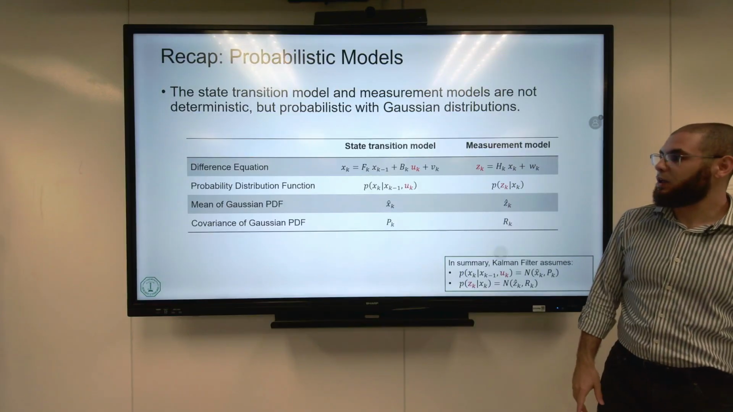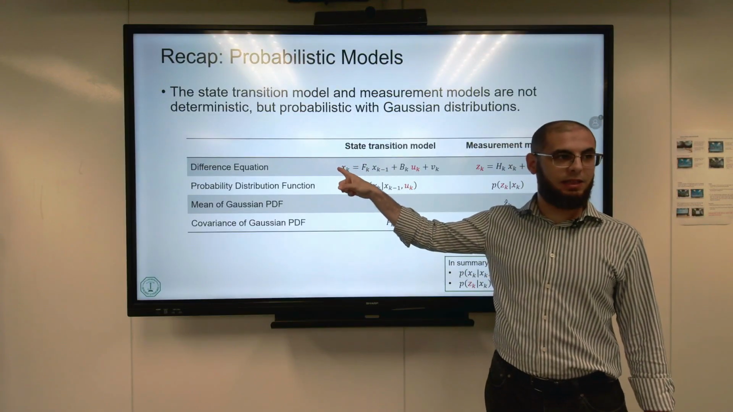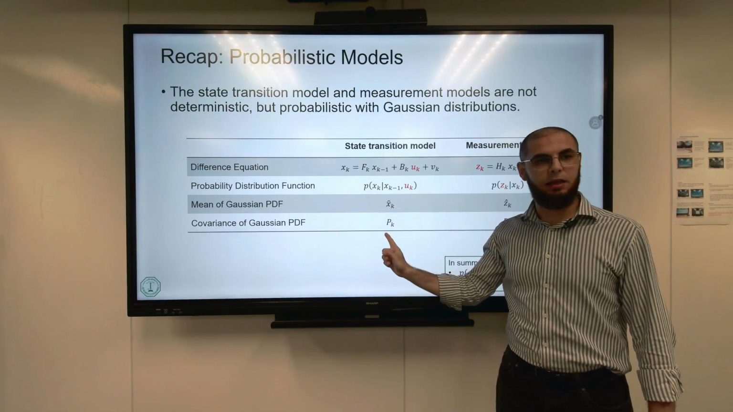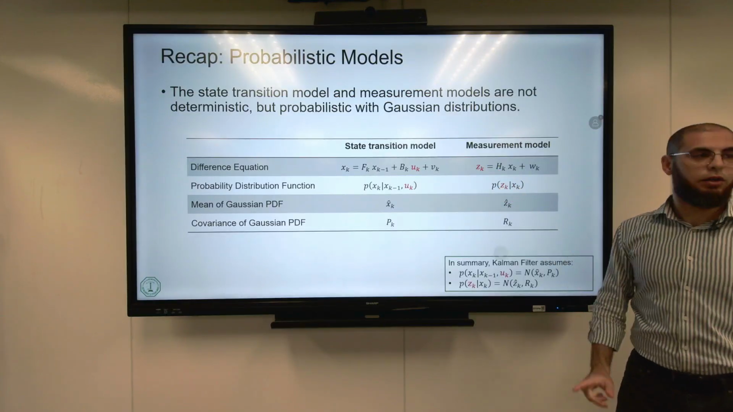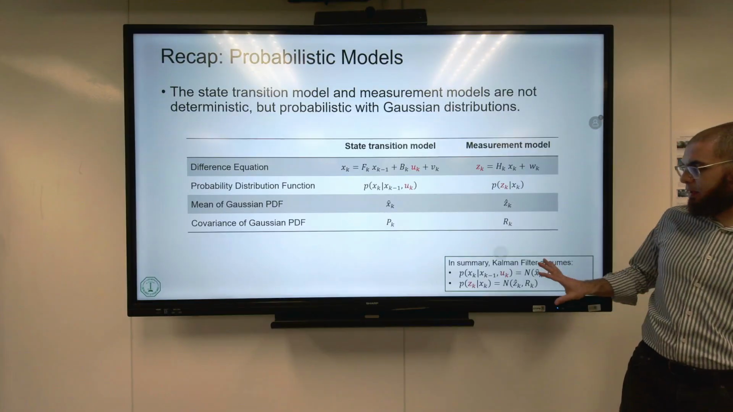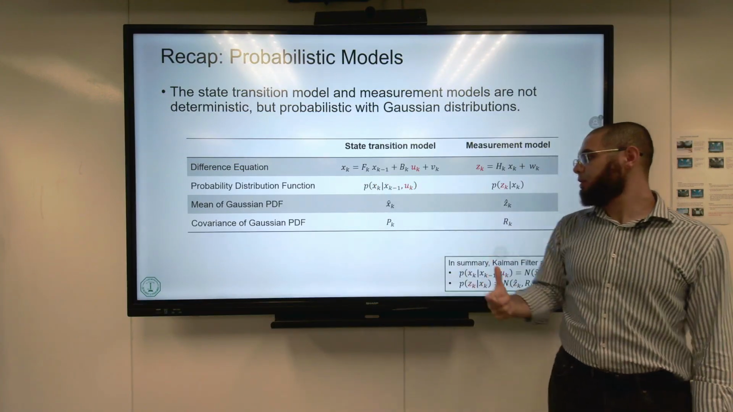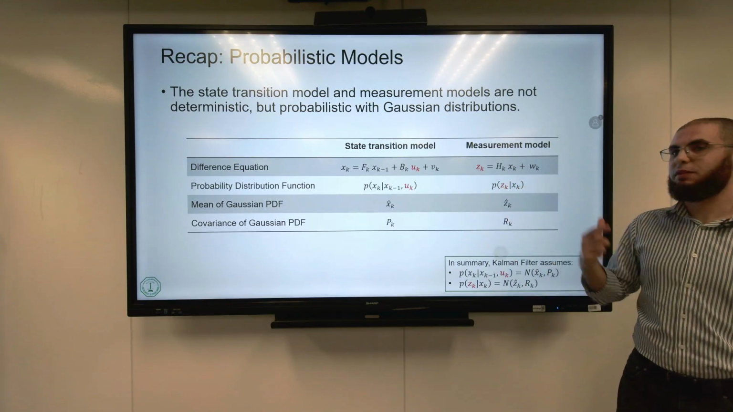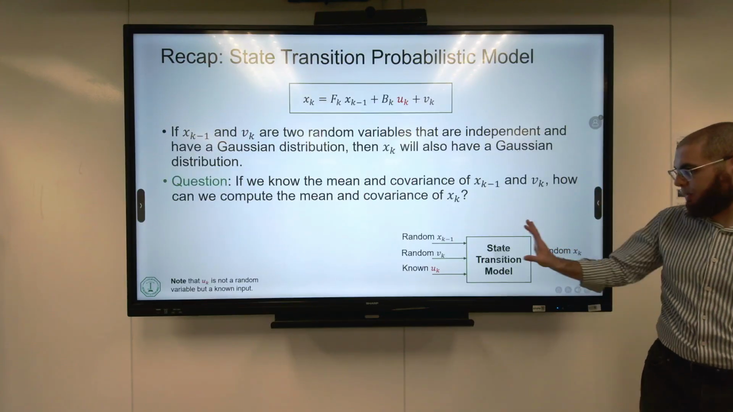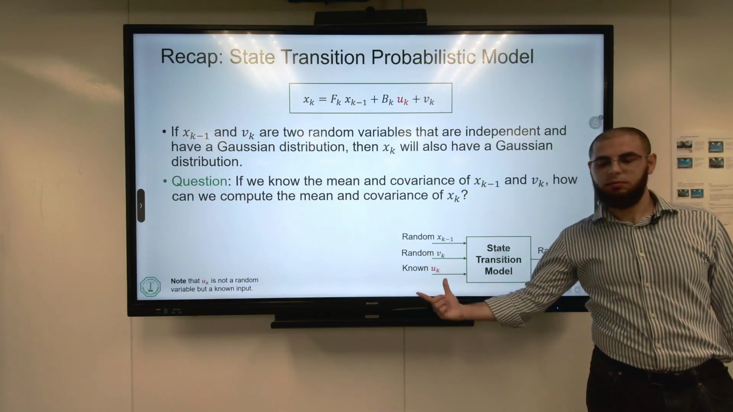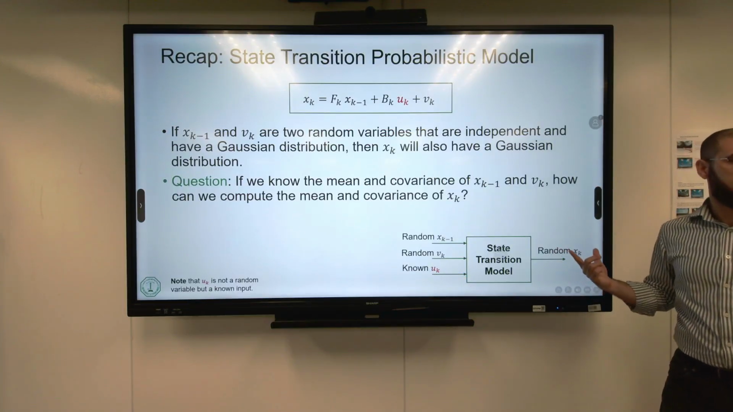And then we said that we're going to denote the mean and covariance of this variable by xk hat and pk, and the mean and covariance of this variable by zk hat and rk. So in summary, we assume that the state transition model is given by a Gaussian, and the measurement model, the likelihood, is given by another Gaussian. In the state transition model, xk minus 1 is random, vk is random, uk is known, and you get as an output the random xk.